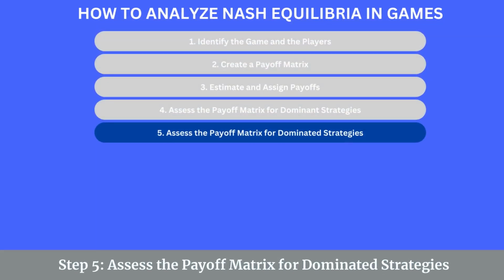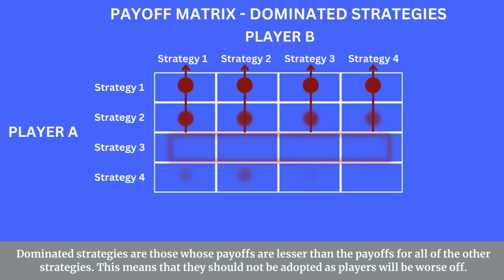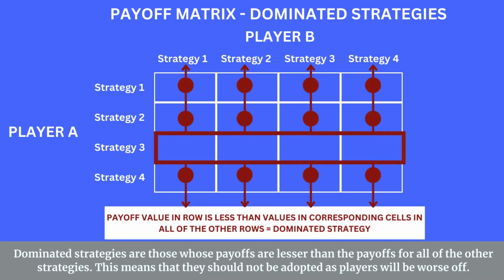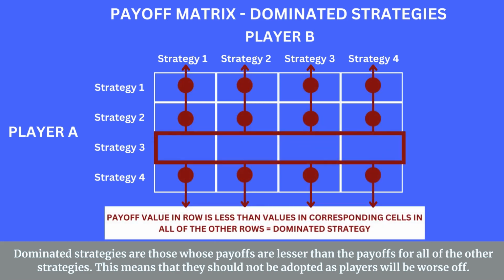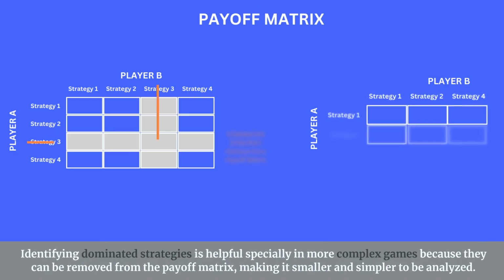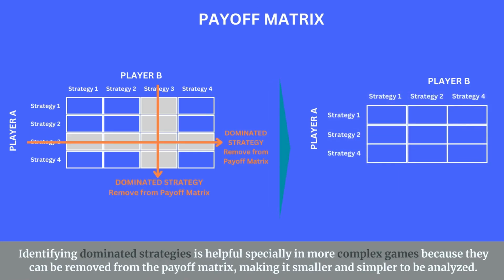Step 5. Assess the payoff matrix for dominated strategies. Dominated strategies are those whose payoffs are lesser than the payoffs for all of the other strategies. This means that they should not be adopted, as players will be worse off. Identifying dominated strategies is helpful, especially in more complex games, because they can be removed from the payoff matrix, making it smaller and simpler to be analyzed.